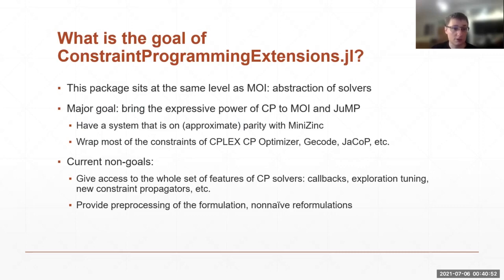There are also non-goals for this project to avoid giving it too large a scope. For example, I don't want to give direct access to the whole set of features that's provided by CP solvers. For example, callbacks at some point in the exploration, or more specific exploration tuning, providing new kinds of constraints via new propagators. These are not things I'm interested in right now. Also, I don't want this project to provide in the short term pre-processing of your formulation to improve it or to reformulate it in non-naive ways. I want to keep it quite simple, just to have a goal that's achievable in a reasonable amount of time.